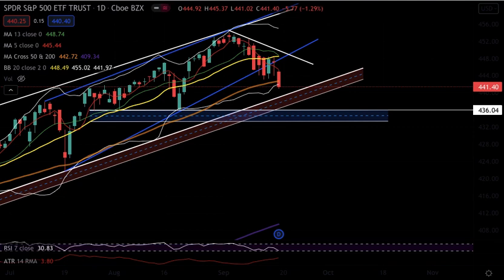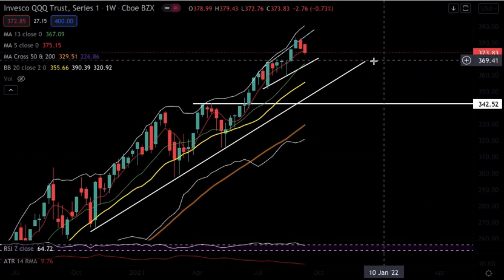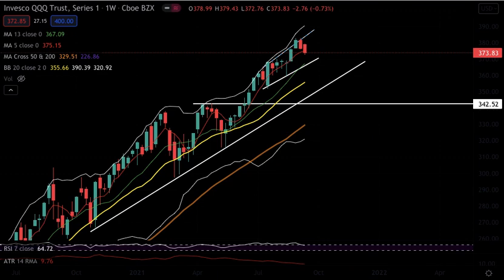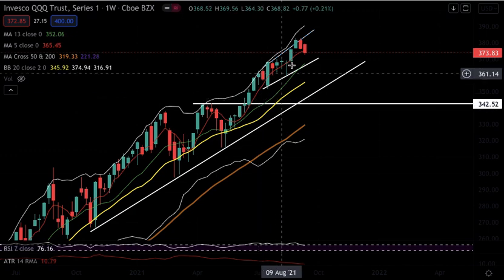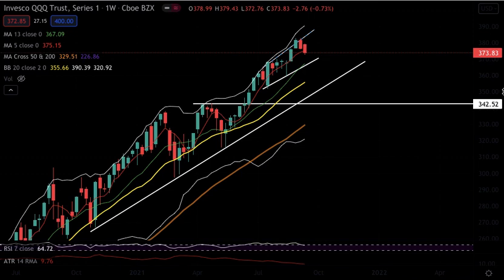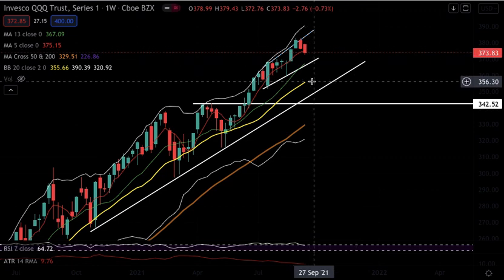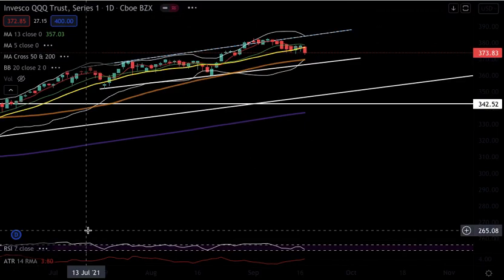Now I'm moving on to the triple Q. This is a weekly chart of the triple Q, macro level, and it broke the 5-week moving average, which was at 375.15. Based on the weekly chart of triple Q, it still looks bullish, but we are seeing that it could come to more downside. The next support is at 367.9. This is a weekly chart. And below that is 355.66. Those are critical levels for the triple Q. Definitely keep an eye out on that.